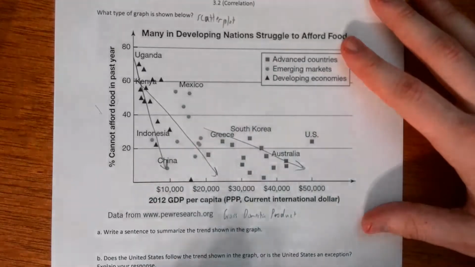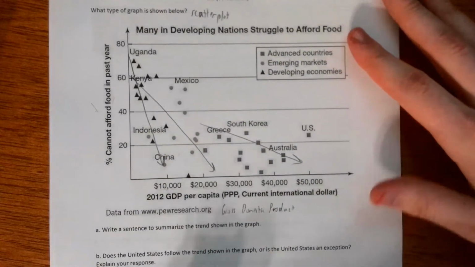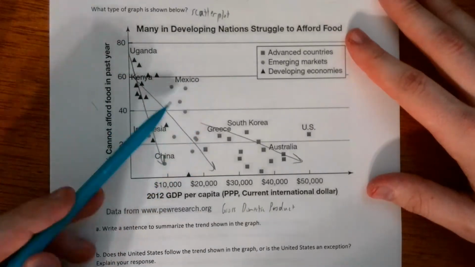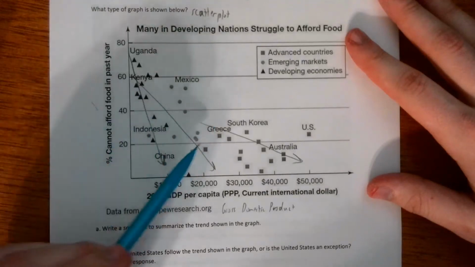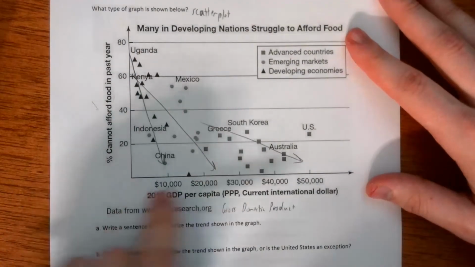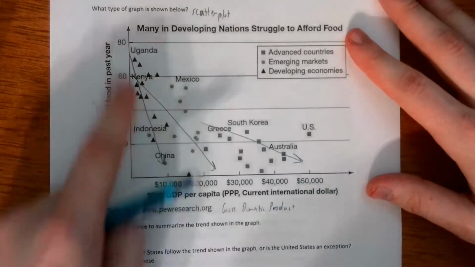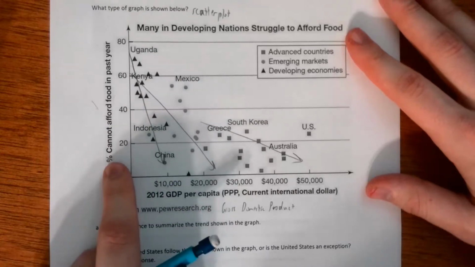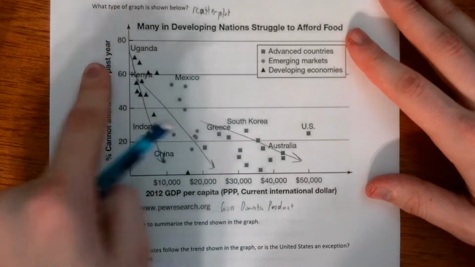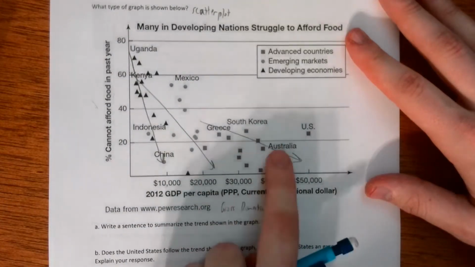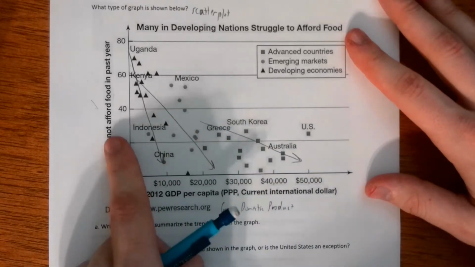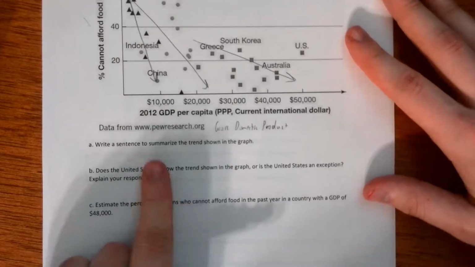Okay? All right, so this one says, write a sentence to summarize the trend shown on the graph. Well, we can all see that every one of these lines, some are steeper than others, but every one of these lines, they're pointing down and towards the right, right? So it looks like the higher their GDP, the lower percentage of people can't afford food, right? So if we look at like Uganda, their GDP is really low, so a lot of people can't afford food, but as we go to like South Korea and Australia, they have a higher GDP, so more people can afford food in their country, right? So I'm just going to write that sentence down here.